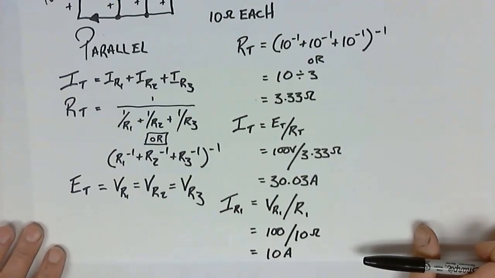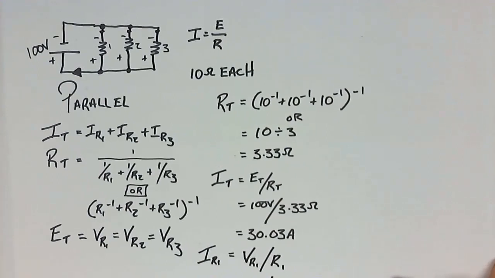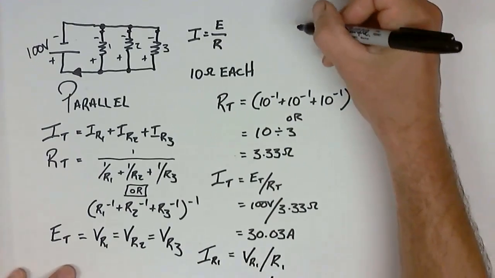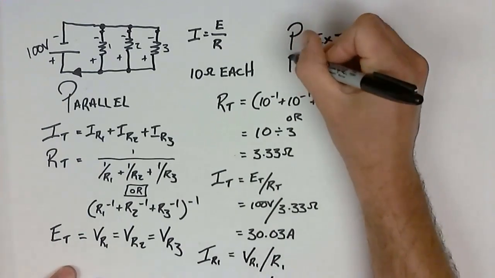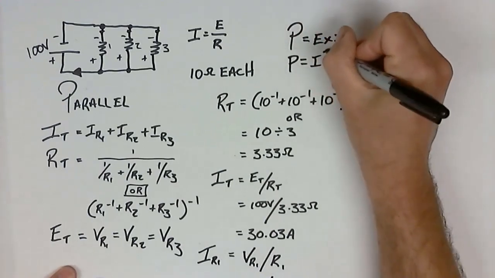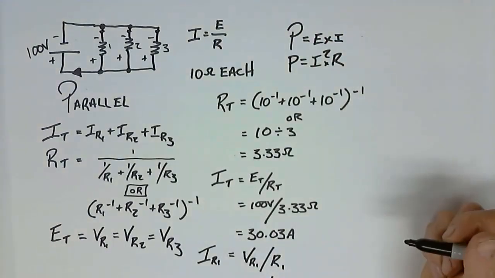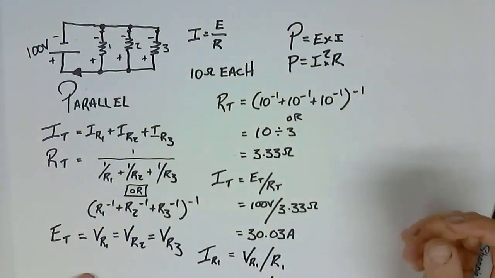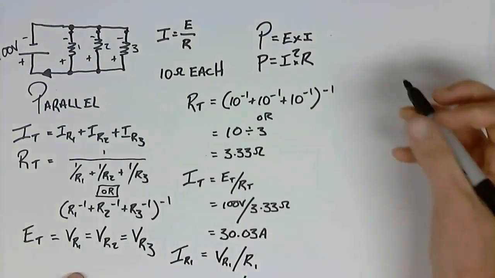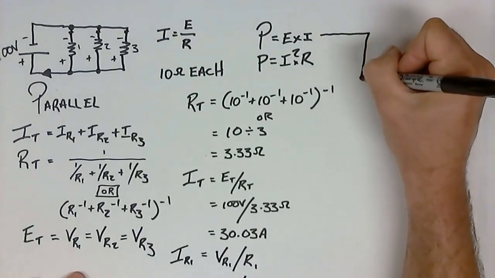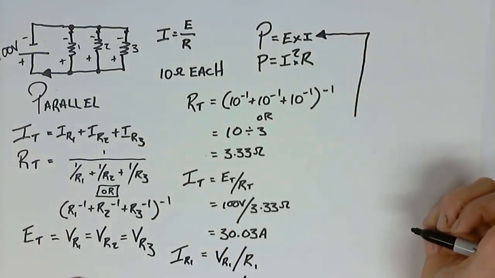Okay, well, we've done a little bit of current and voltage. What about power? Well, power can be calculated the same way in a parallel circuit. P is equal to E times I. And P is also equal to I squared R, or I squared times R. And so what that means is that we can calculate the amount of power consumed by our resistors with either one of those calculations. Again, just for simplicity, I'm going to use this formula here because it's easy.